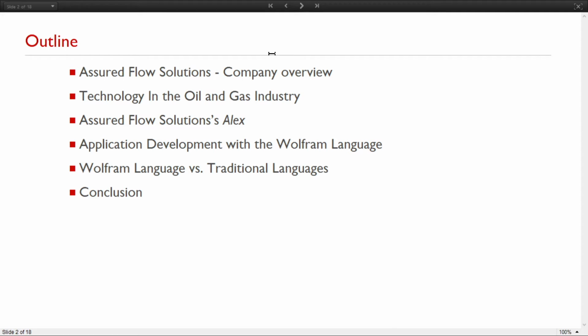Just a brief outline. I'm going to talk a little bit about my company and what we do, and I think that's helpful to frame the discussion that's going to follow. I'm going to talk a little bit about technology in the oil and gas industry, and then I'm going to formally introduce our R&D project called Alex, and then I'm going to talk through some of the things that I've learned with application development in the Wolfram language. And then finally, I'll have a couple quick remarks about Wolfram language versus traditional languages and things like that.